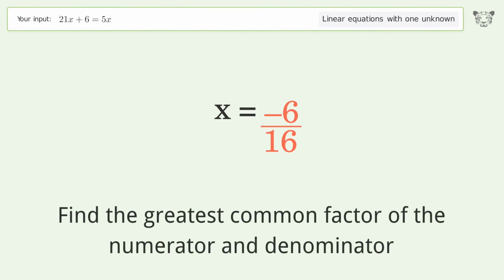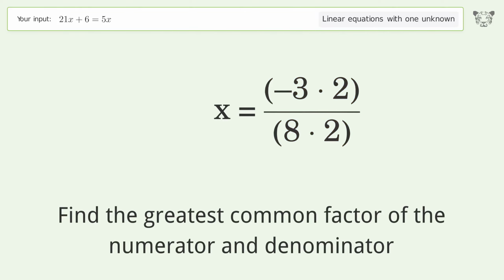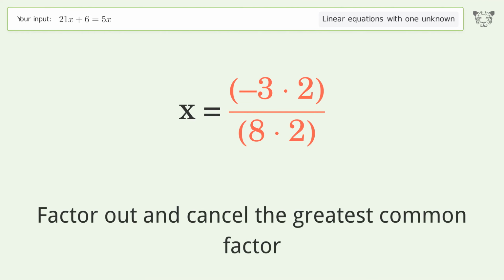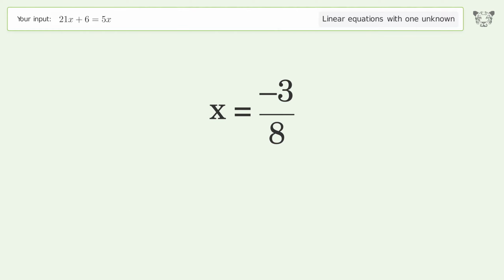Find the greatest common factor of the numerator and denominator. Factor out and cancel the greatest common factor. And so the final result is x equals -3/8.